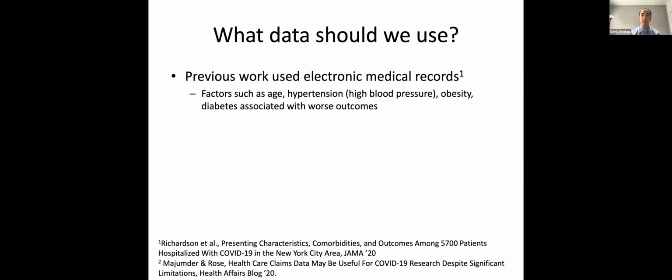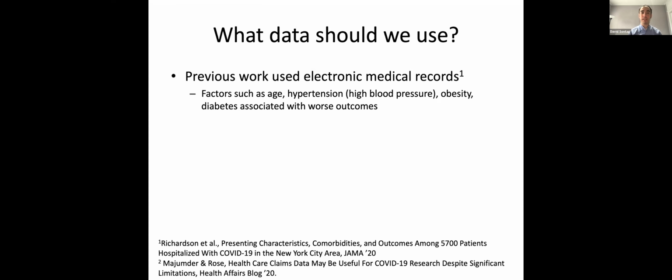So this question has been studied by a number of different authors already. For example, recent work from New York City, from Korea, from California has looked at questions such as, of patients who've been hospitalized, what factors, whether it be past medical history or factors that patients present with when they're hospitalized, lead to those poor outcomes. And a number of different factors were surfaced. For example, older age, and that's one of the reasons why individuals over the age of 65 are being prioritized. Past conditions such as hypertension, which means high blood pressure, obesity, diabetes, and so on.